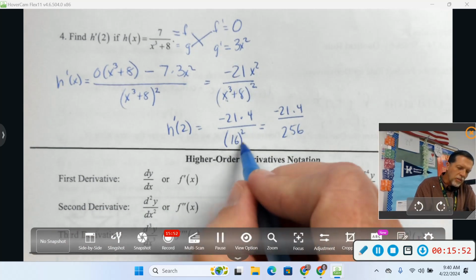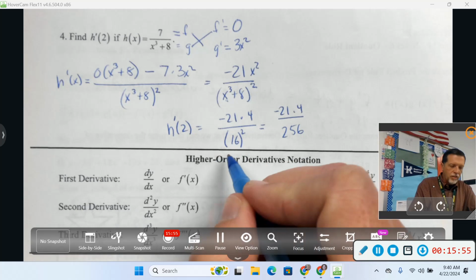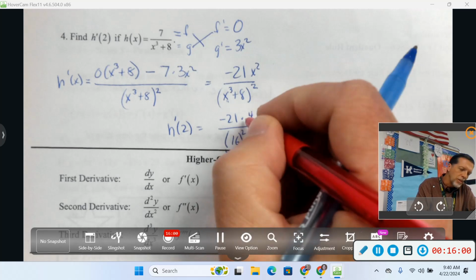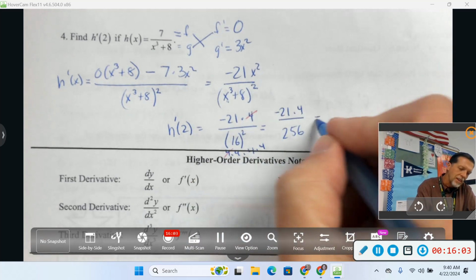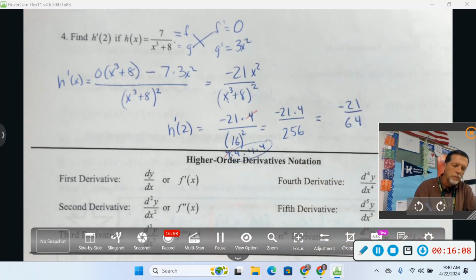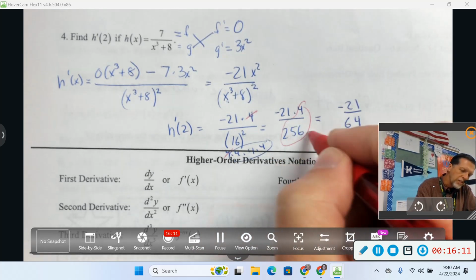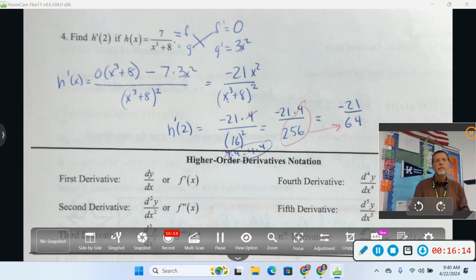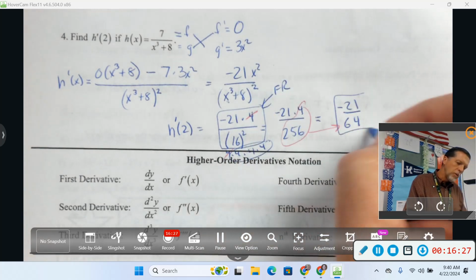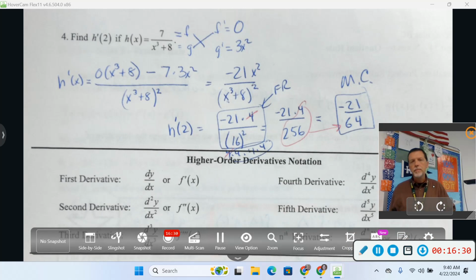If you didn't like that, I guess we could have just written out 16 squared as 4 times 4 times 4 times 4, and then canceled one of the 4s. Like, it's kind of a shortcut around this. And then 4 times 4 times 4 is 64. Or 4 over 256 is 64. So, either way, negative 21 over 64. Oh, and again, we could have stopped here for free response answer, but multiple choice would have been cleaned up to look like that.